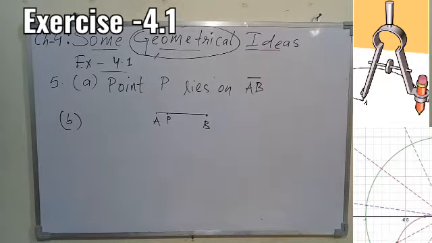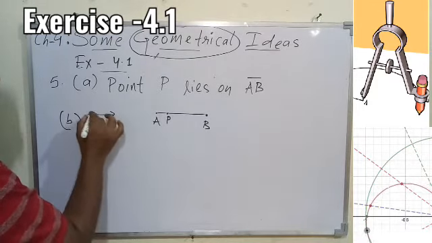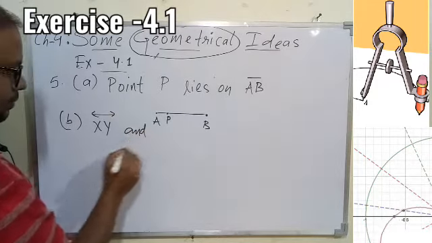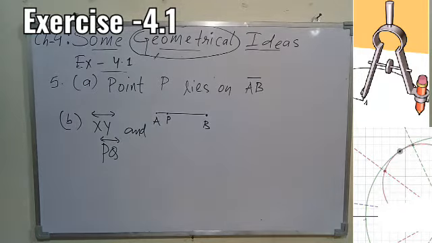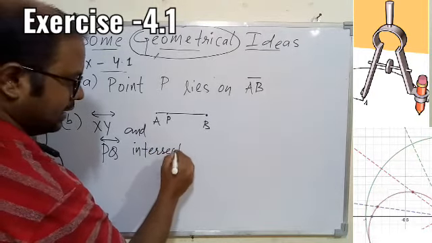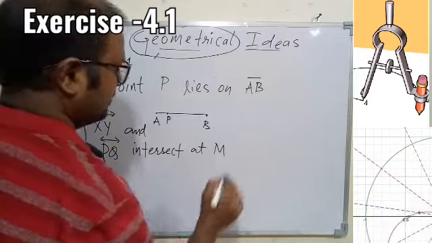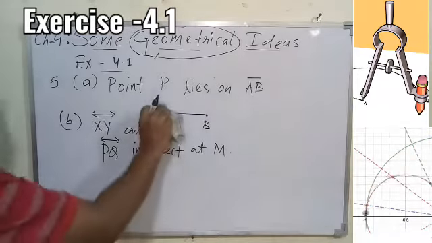B says that XY and PQ intersect. So here it is given XY with these two arrow marks and PQ again with two arrow marks, and it is written intersect at M. So this we have to show with the help of a diagram. Okay, so don't be confused with the previous question. So previous you understood now.